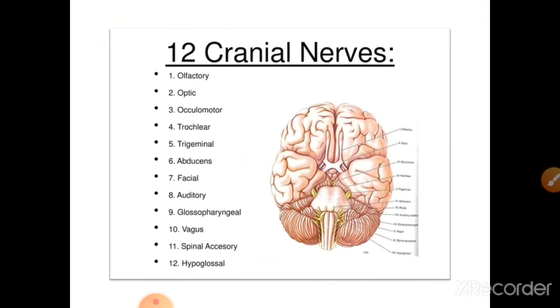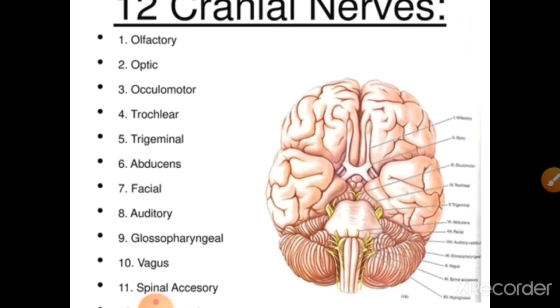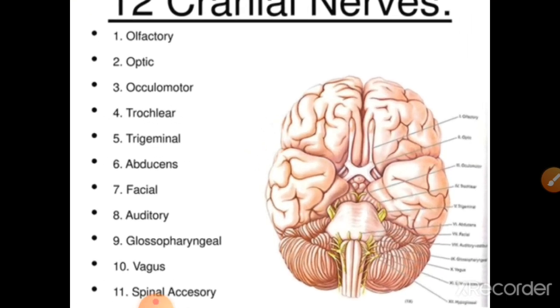Let us now see the 12 cranial nerves. Just for your knowledge, I told you what you have to remember, isn't it? But just for your knowledge, let us go through these names. Alright, so we have olfactory, number 1. That is the first nerve. And you know where it goes. It goes to the nose. Optic, it goes to the eyes. The third nerve is oculomotor. It also goes to the eyes and it is involved in eye movement.